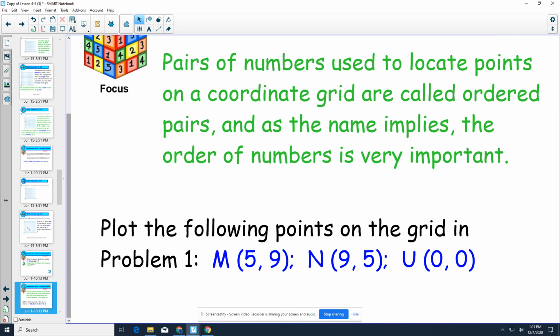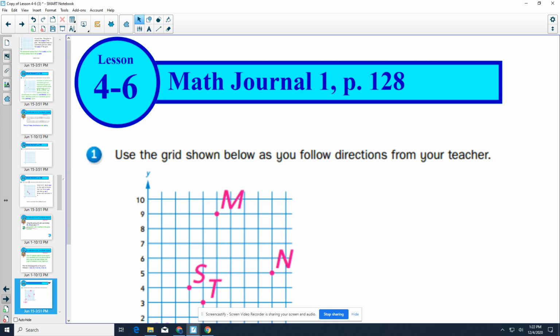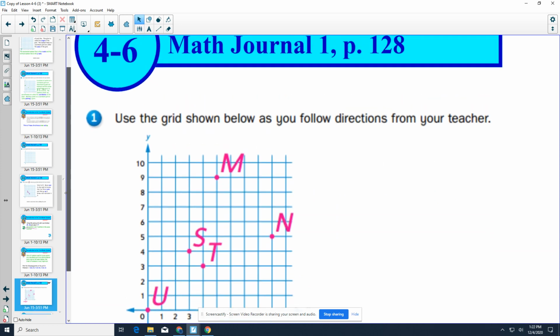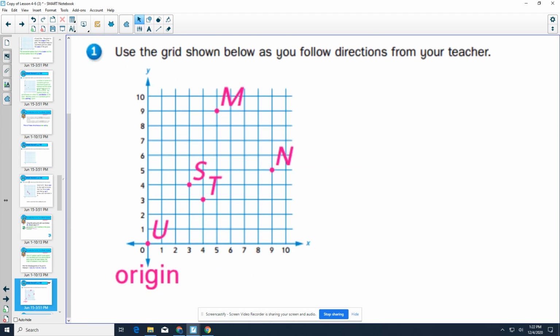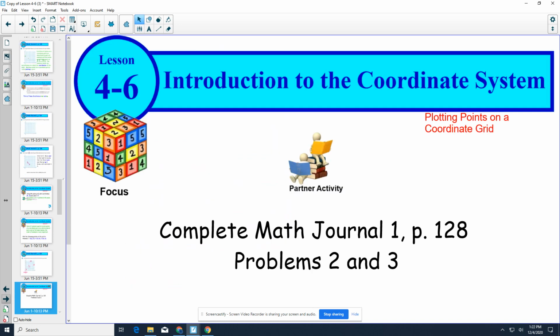Okay, now plot the following points on the grid in problem 1. So go over 5, up 9, and put a point, make it M. Go over 9, up 5, put an N, and then at your origin, put a U. After you've done that, you should get what looks just like this. So we have the origin, you have your M and your N. If you follow the directions closely and went over and then up based on those ordered pairs, you have it.